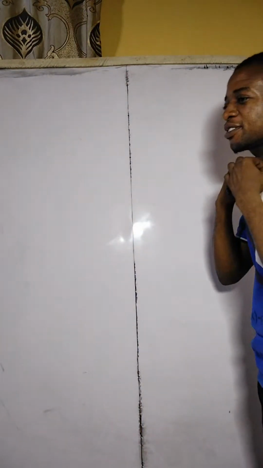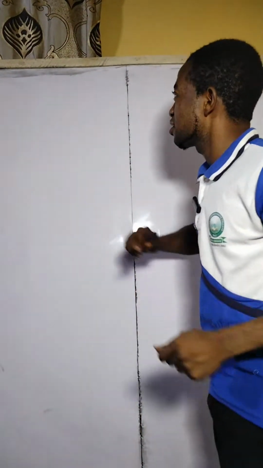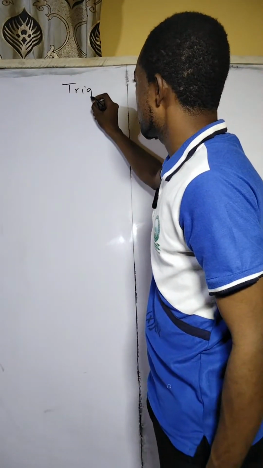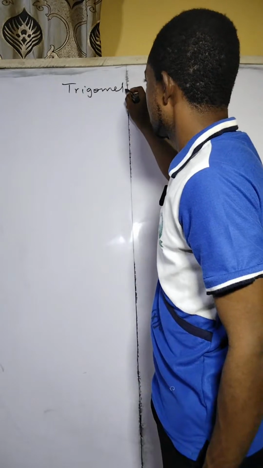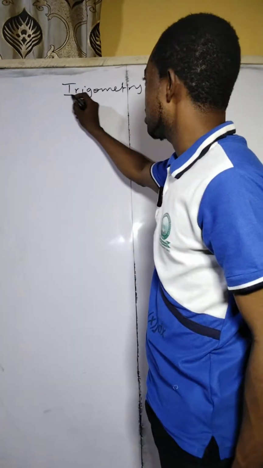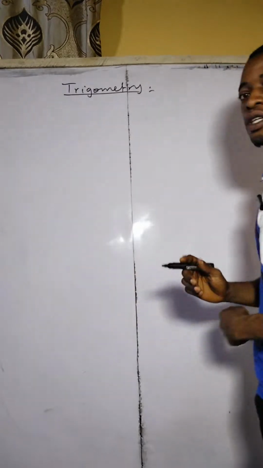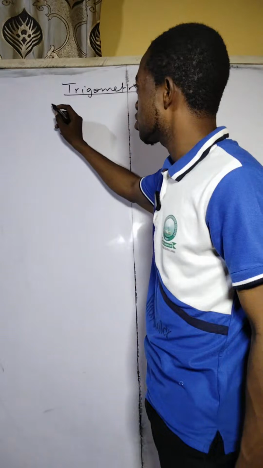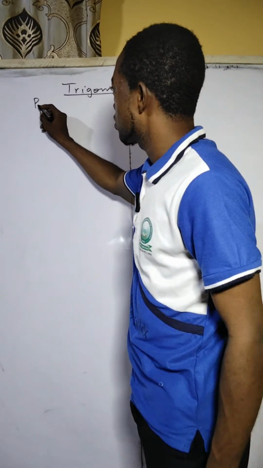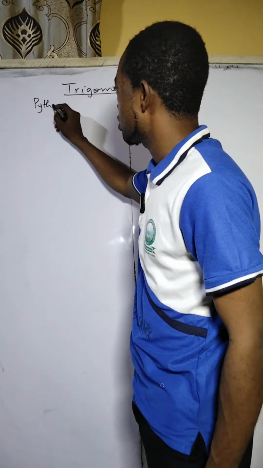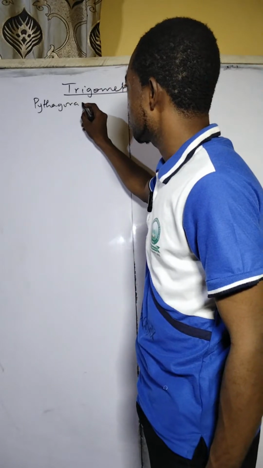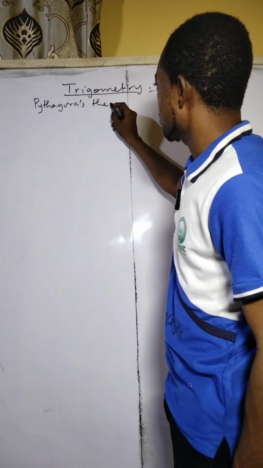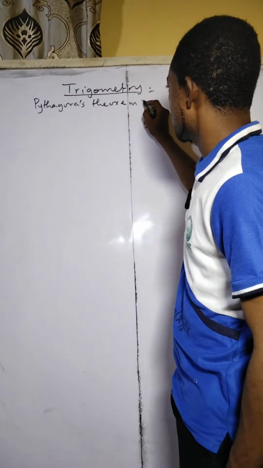In this live class, we want to look at a topic in mathematics known as trigonometry, and we are looking at basic trigonometric ratios. Before we look at that, let's state what is called Pythagoras theorem. We need to know the theorem and know the application.